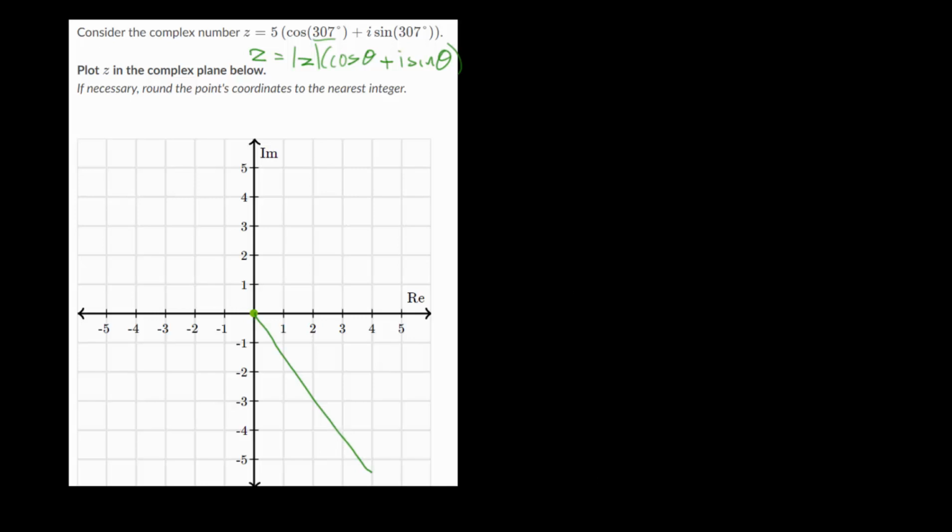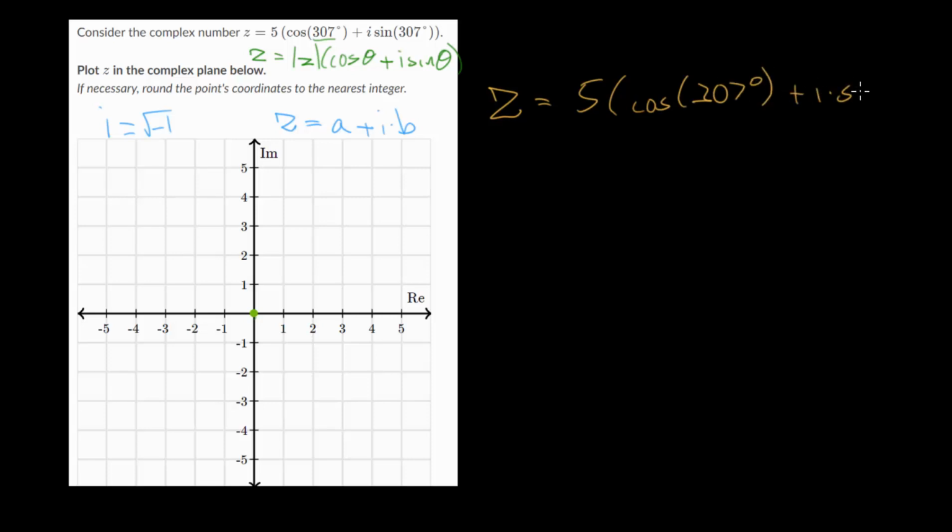But to confirm that, we need to actually calculate what the real part and the imaginary part are. Since this is polar form, if we write our complex number in rectangular form, then z would be equal to a plus i times b, where a is the real part and b is its imaginary part. And of course, i is just the square root of -1. So let's rewrite our equation. We have that the complex number z is 5 multiplied by the cosine of 307 degrees plus i multiplied by the sine of 307 degrees.